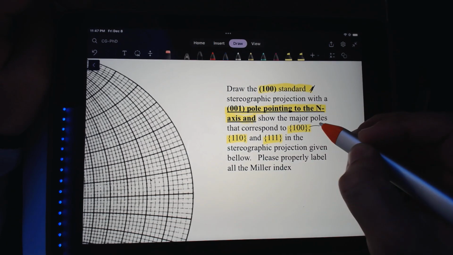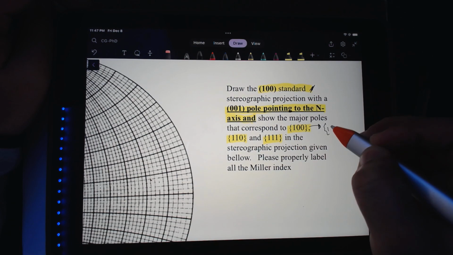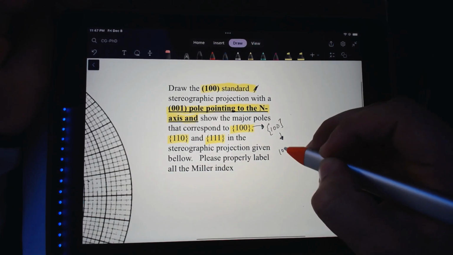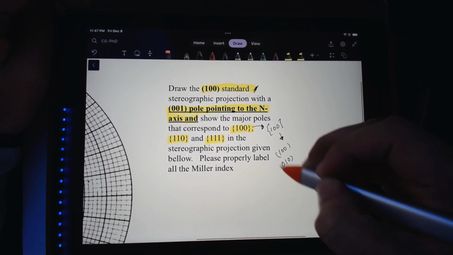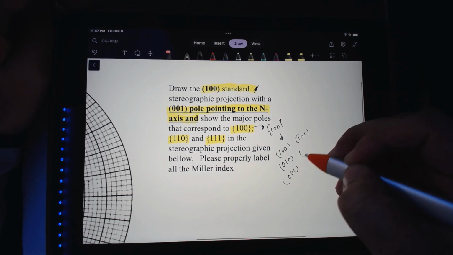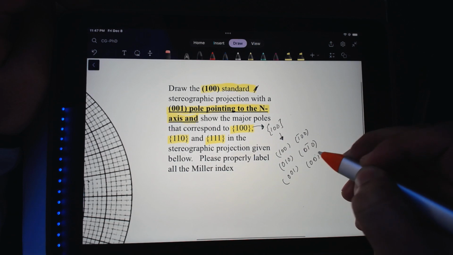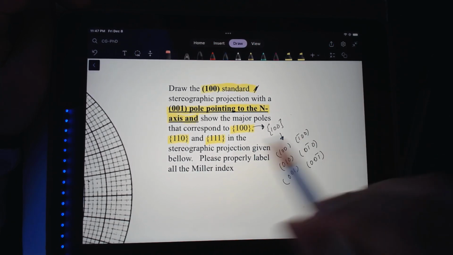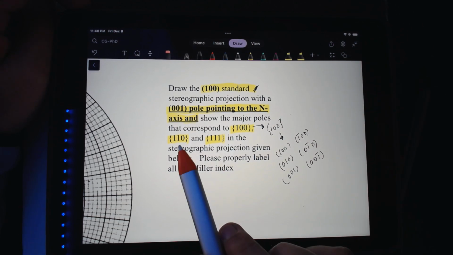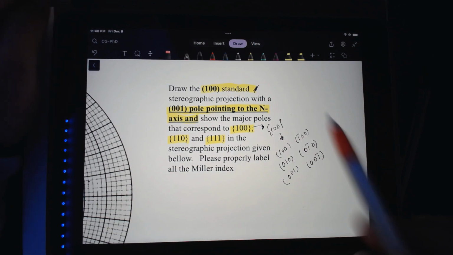And here, note that these are families of the poles. So, for example, the 100 family contains 100, 010, 001, and then also the inverse, or the negative, of it: 0 bar 1 0 and 0 0 bar 1. Not all of these might be present on this stereographic projection, but we'll see what all we can find. And similarly, you'll have some for these, some for these. Again, not all of those will be present on the stereographic projection.